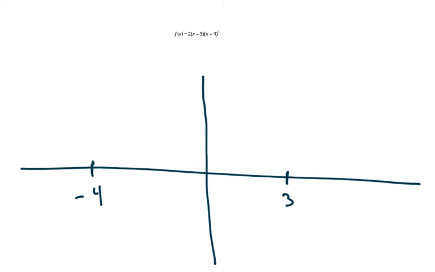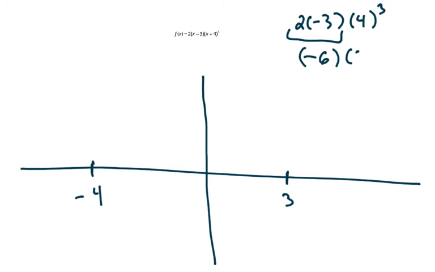So again, the y-intercept is going to be if I multiply 2 times -3 times 4 cubed. So these two are going to be -6. 4 cubed is 64, which is what, 24, carry the 2, 36, 38. Again, -384. That's what the y-intercept is going to be. So we know we have a really low value of -384 is where it's going to cross the y-axis.